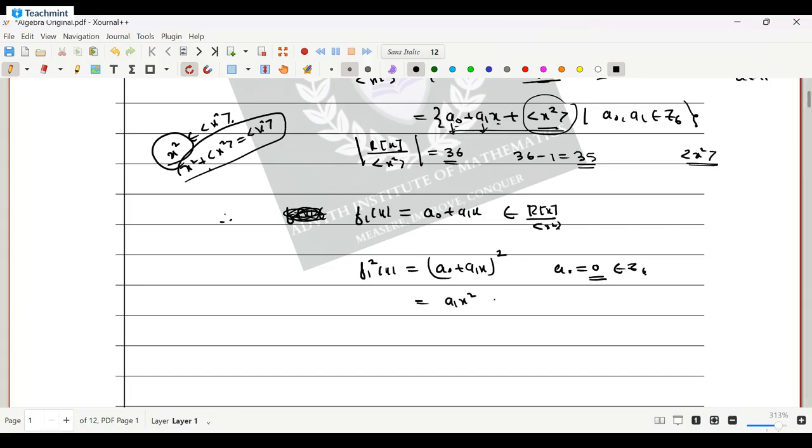So a1 into x square plus generated by x square whole square, the same thing comes, sir. So plus generated by x square is a nilpotent element. So this one is equal to 0, right? Why 0? 0 is nothing but generated by x square. So this one is equal to 0. That means if a naught is not equal to 0 and a1 can be anything, that element is a nilpotent element.